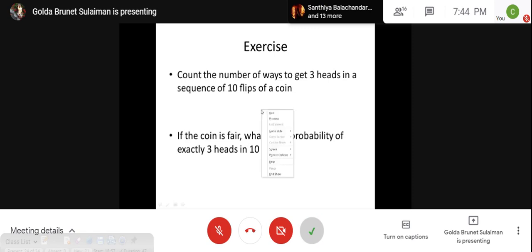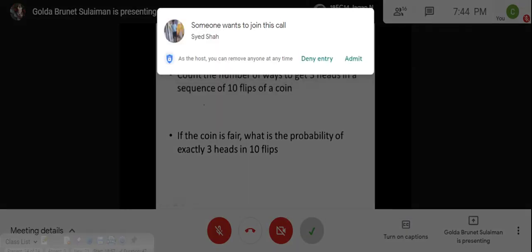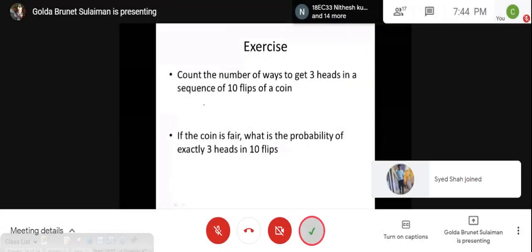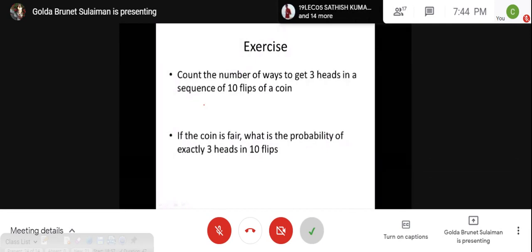So is there any other way you can do that? Why did you choose combination? Why didn't you go for permutation? What is the intuition you had behind choosing the combination? Ma'am, you have told that it had a sequence of 10 flips.